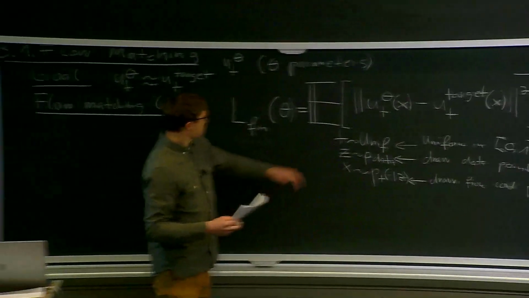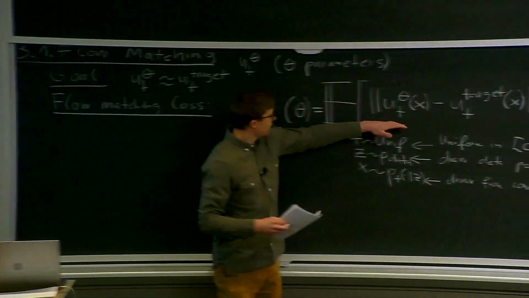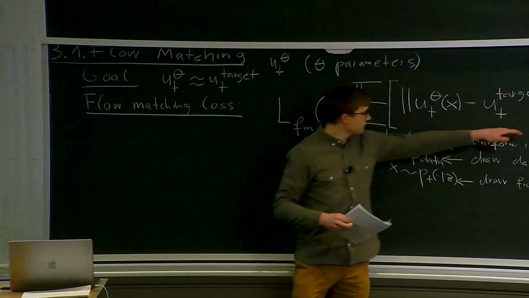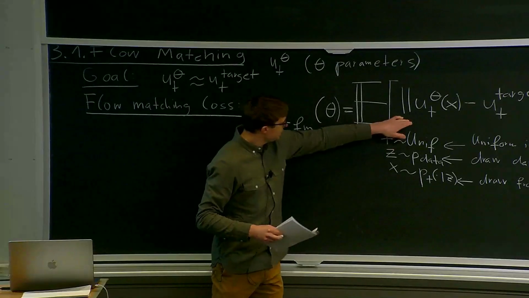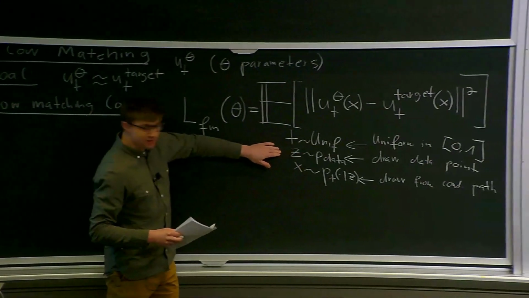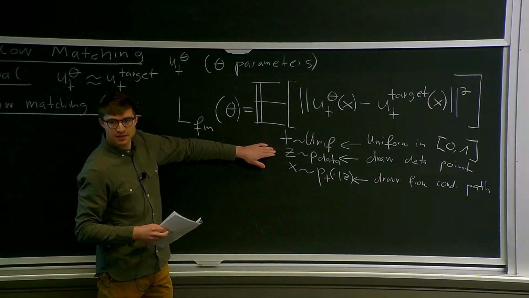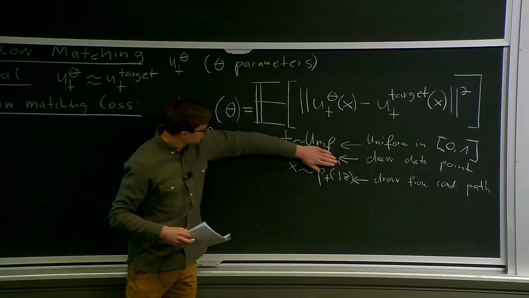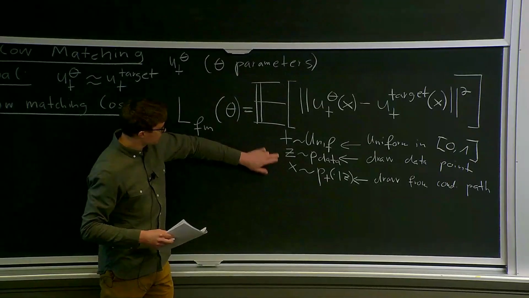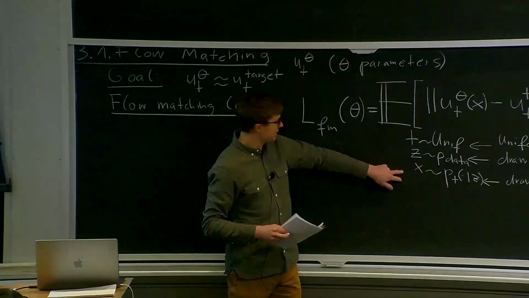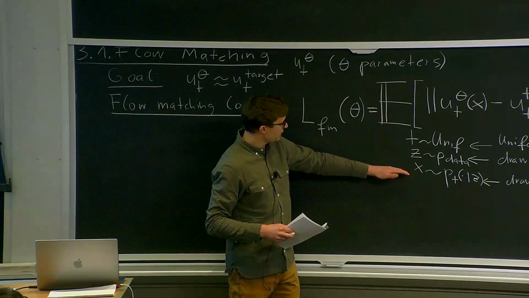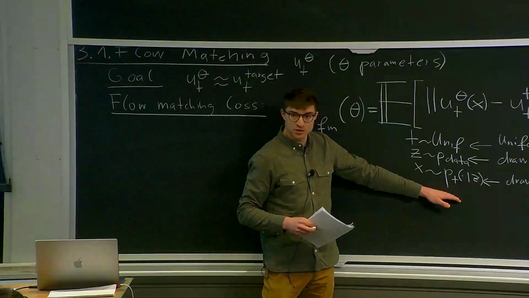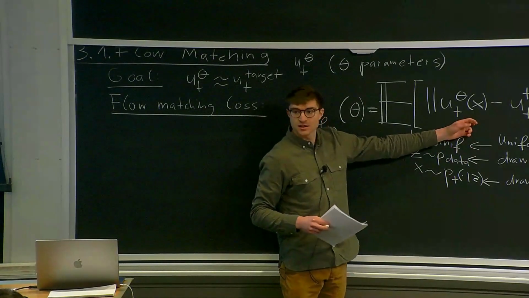So I wrote here a mean square error between our neural network and what we want to approximate. And I wrote here how to choose t and x, and as an intermediate step, I'm also drawing a sample z. This is not appearing in this formula, but it's just a way of drawing a point x. Basically, for some time between 0 and 1, I first choose the data point, then I evaluate it at this intermediate distribution, and then I take this mean square error.